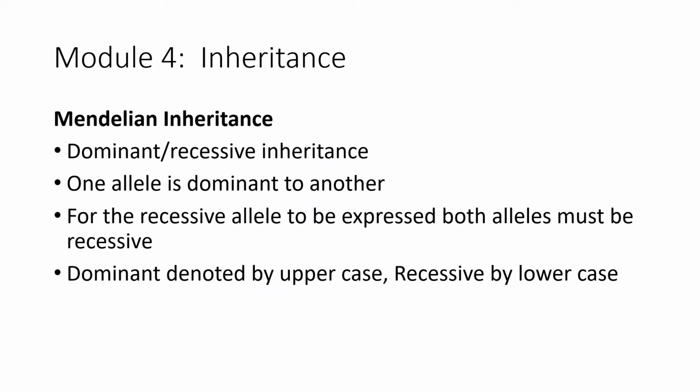Mendelian inheritance is a strict dominant-recessive inheritance, meaning that the alleles can be dominant or they can be recessive, and one allele is going to be dominant to the other. If a recessive allele is going to be expressed in the person, both of those alleles must be recessive. Otherwise, the dominant is always going to be expressed. The way we write these alleles down, the dominant is in uppercase, recessive is in lowercase.